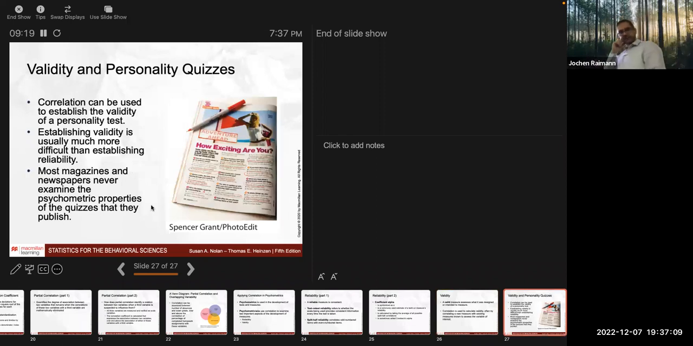Then we have the validity of personality quizzes, and that's just the point that these psychometrics we just discussed, Vogue and Cosmopolitan, whatever journals and magazines, they don't do that. So essentially, these magazine surveys are to be taken cautiously, and they're usually more for fun with a coffee on a Sunday morning or something. It's not a psychometric assessment.